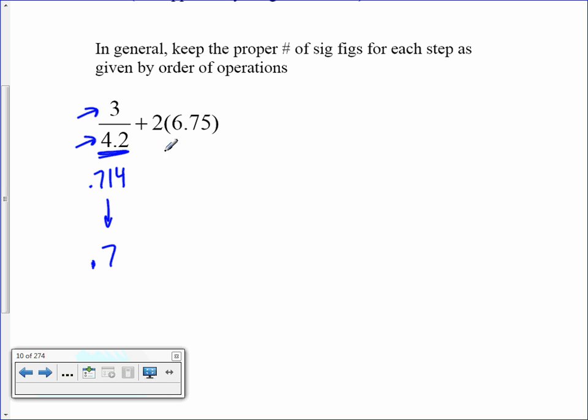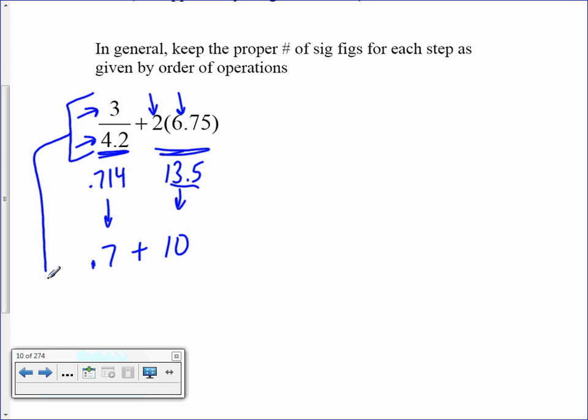2 times 6.75 here is equal to 13.5. All right, but here I only have 1 sig fig, and here I have 3 sig figs. Remember, when I'm multiplying or dividing, I keep the lowest number of sig figs. So I'm going to let this then become a 10. So this mathematical operation becomes 0.7 plus 10.